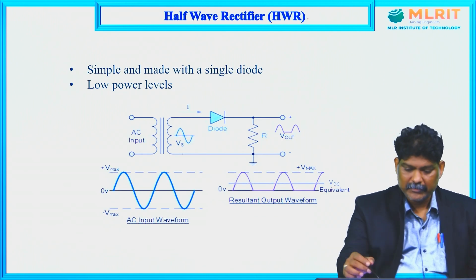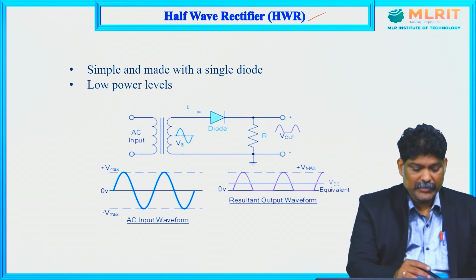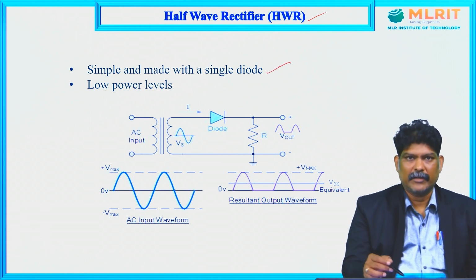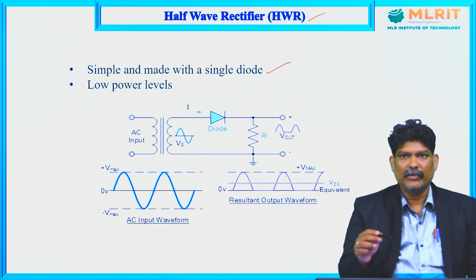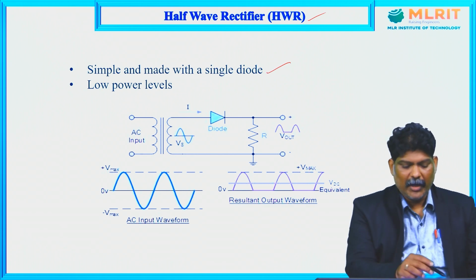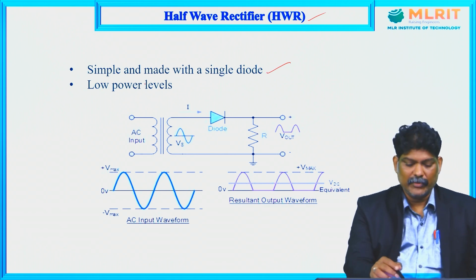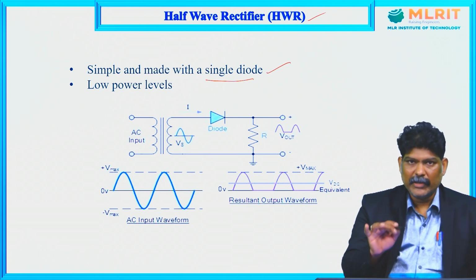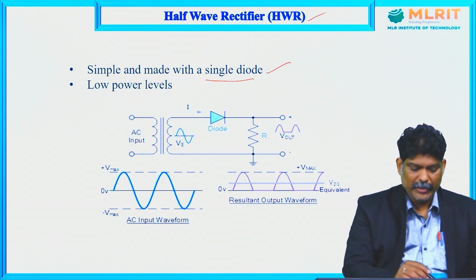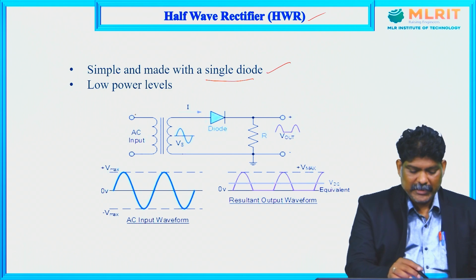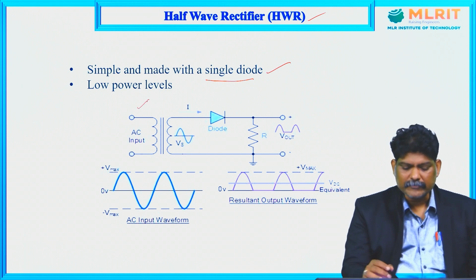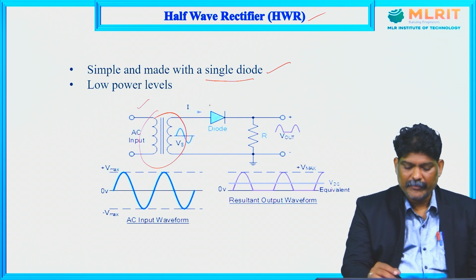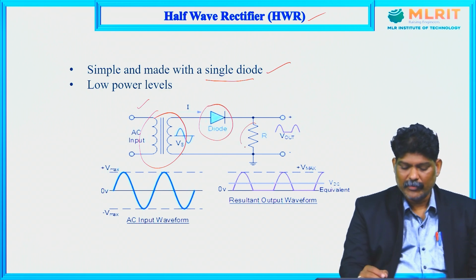Now let us see the half wave rectifier. It is simple and made with a single diode. This is another difference between the full wave rectifier and the half wave rectifier: the half wave rectifier uses only a single diode, and it also utilizes only one half of the input signal. This is the circuit diagram. Here we have one transformer, one diode and one load resistor.